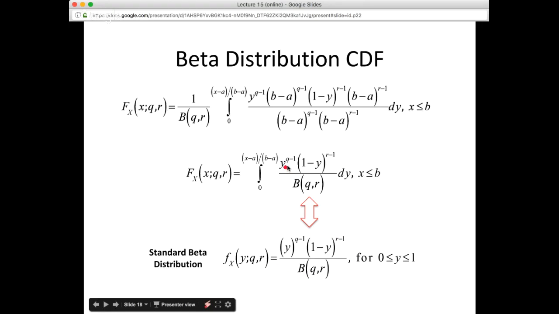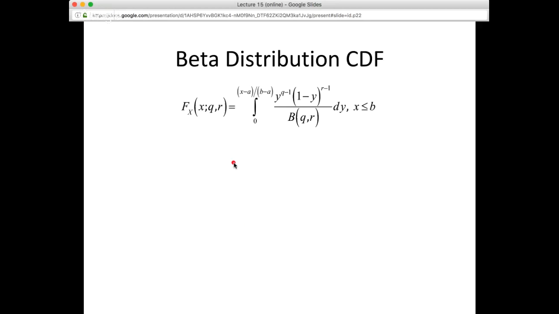It's got the same form, y to the q minus 1 times 1 minus y to the r minus 1, divided by that beta function of q and r. And so that means we have successfully transformed our general beta distribution using this variable transform for y into the standard beta distribution, and it looks exactly like the CDF for the standard beta distribution, except that our limits are a bit different. Instead of 0 to x, we now have 0 to this x minus a over b minus a.